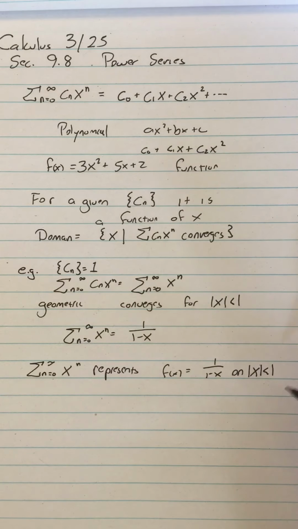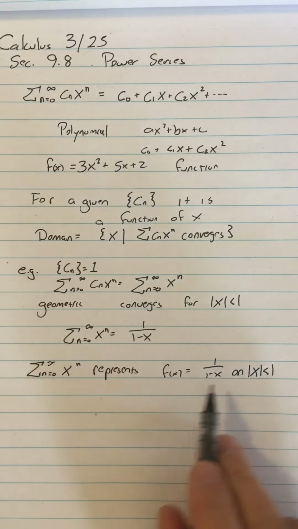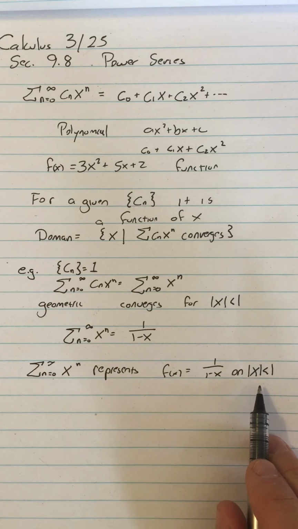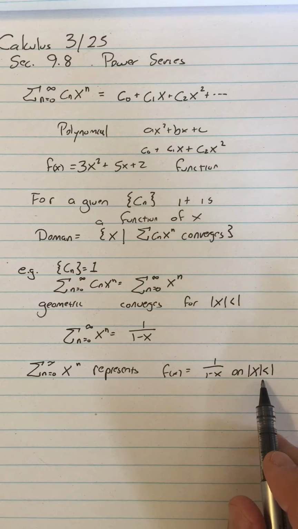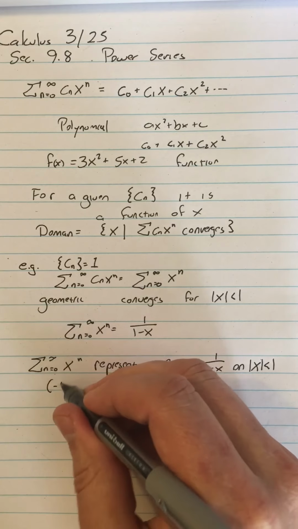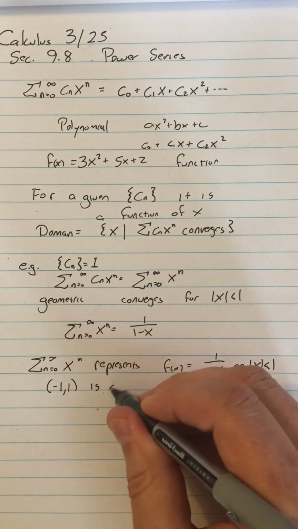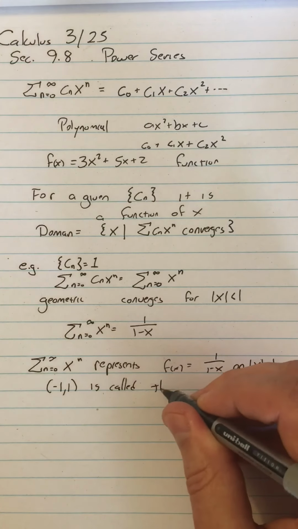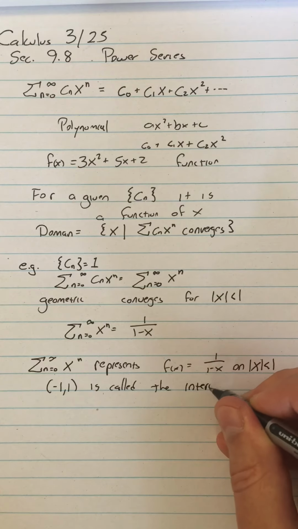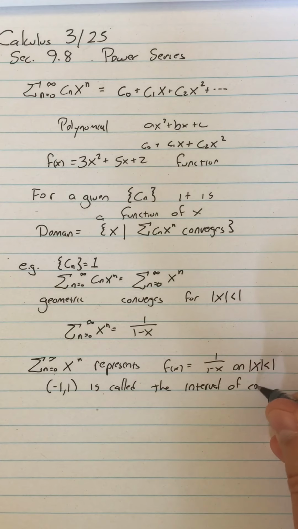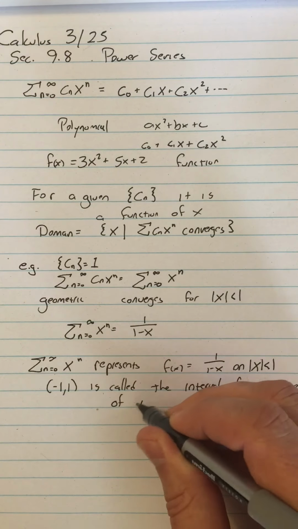So these two things are equal as long as the absolute value of x is less than 1. If the absolute value of x is more than 1, then they're not equal. We call negative 1 to 1 the interval of convergence of the sum of this series.